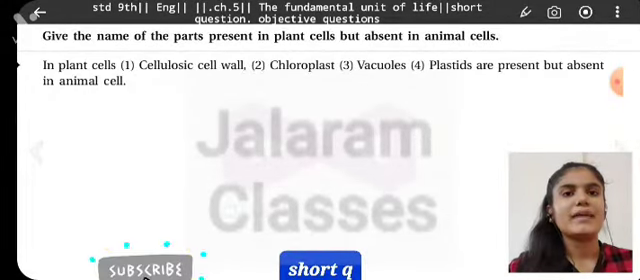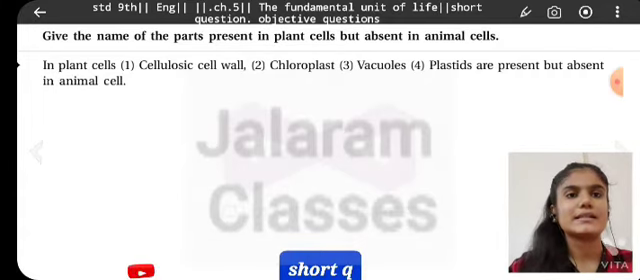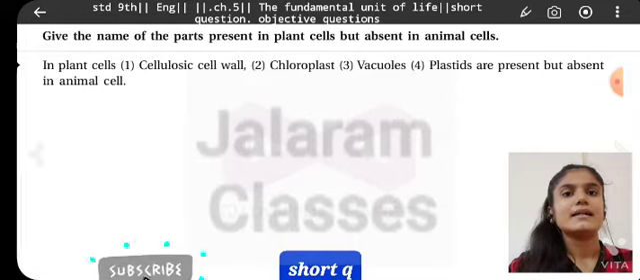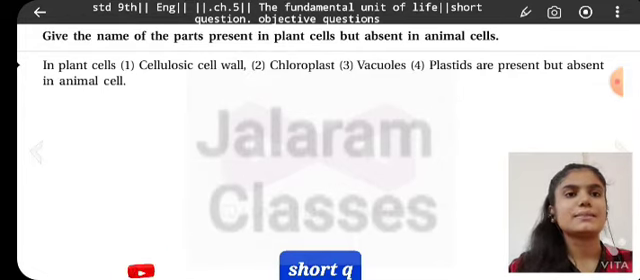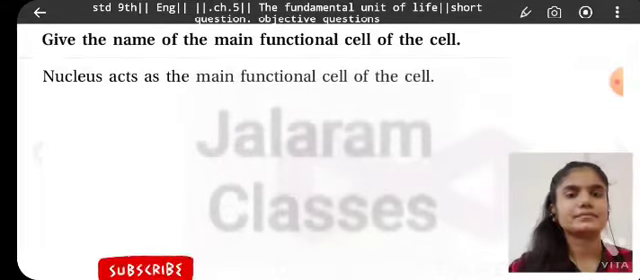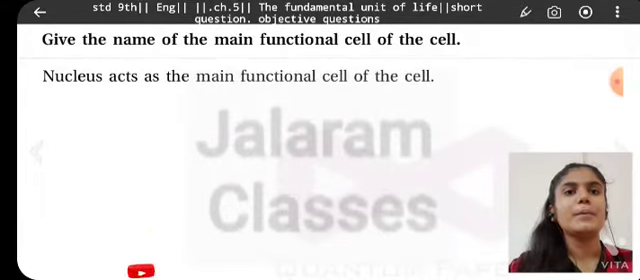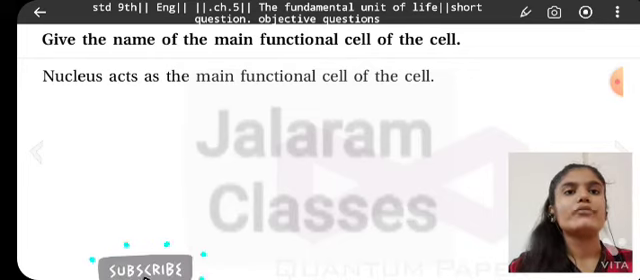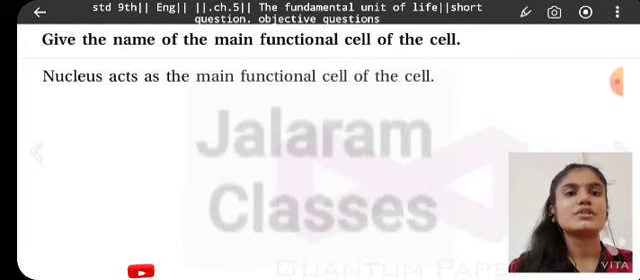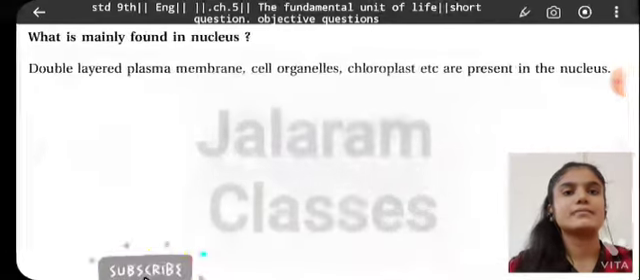Give the name of parts present in plant cells but absent in animal cells. In plant cells, cellulose cell wall, chloroplast, vacuoles, plastids are present but absent in animal cell. Give the name of the main functional cell of the cell. Nucleus acts as the main functional cell of the cell.